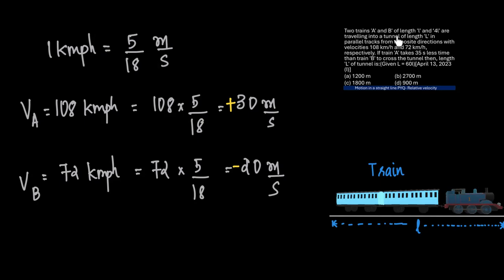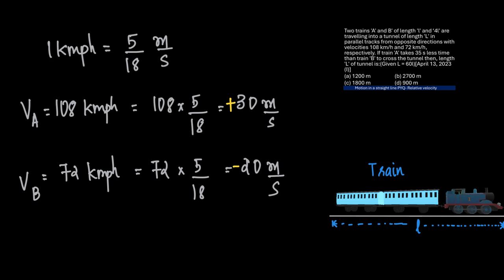Two trains, A and B of length L and 4L, are traveling into a tunnel of length L in parallel tracks from opposite directions with velocities 108 km per hour and 72 km per hour, respectively. If train A takes 35 seconds less time than train B. So we have two trains. Let us come to the speeds first.